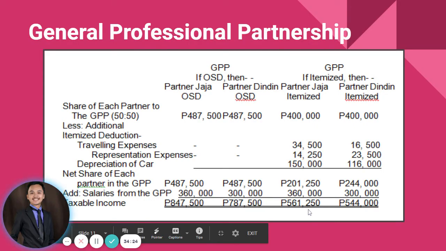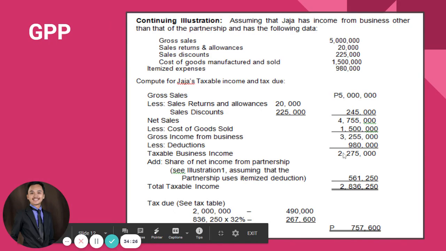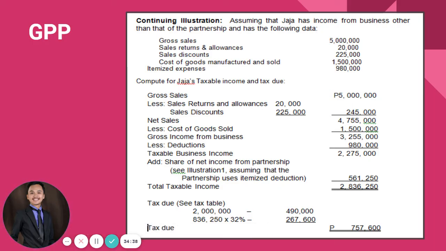So we have 561,250 plus the taxable business income of 2,275. So therefore, your total taxable income for Jaja for that year, including all of her income, is 2,836,250. Okay? To compute it, based on the tax table, we have 2 million for 90 and the excess of 2 million, we have 836,250 times 32%, so we have 267,600.